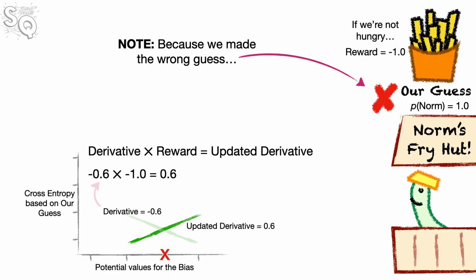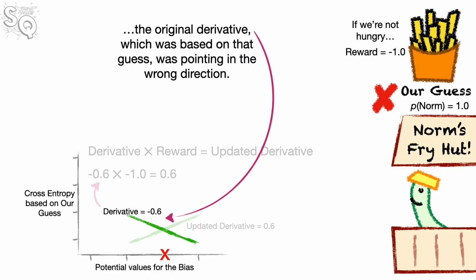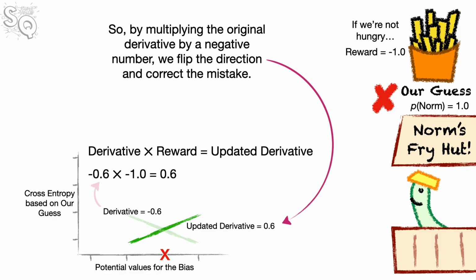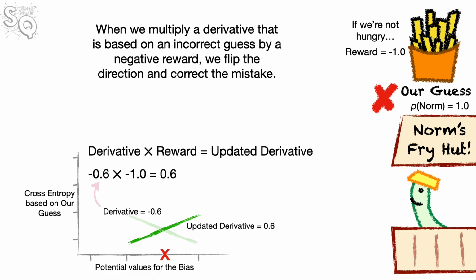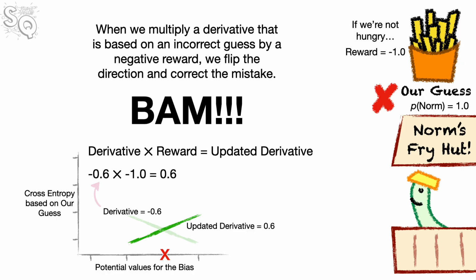Note, because we made the wrong guess, the original derivative, which was based on that guess, was pointing in the wrong direction. So, by multiplying the original derivative by a negative number, we flip the direction and correct the mistake. This is super important, so let me repeat it. When we multiply a derivative that is based on an incorrect guess by a negative reward, we flip the direction and correct the mistake. Bam!